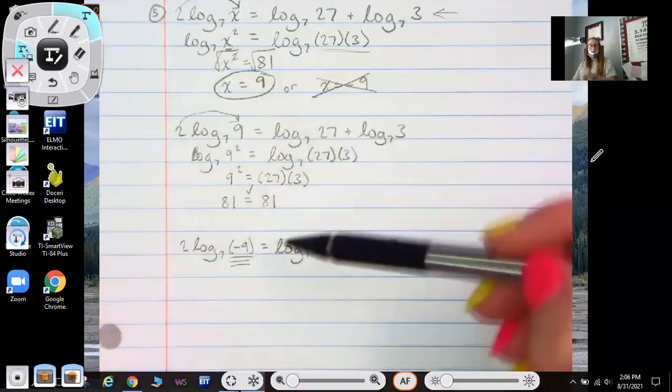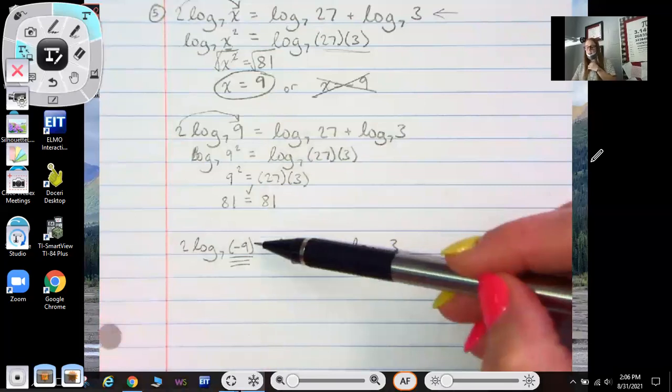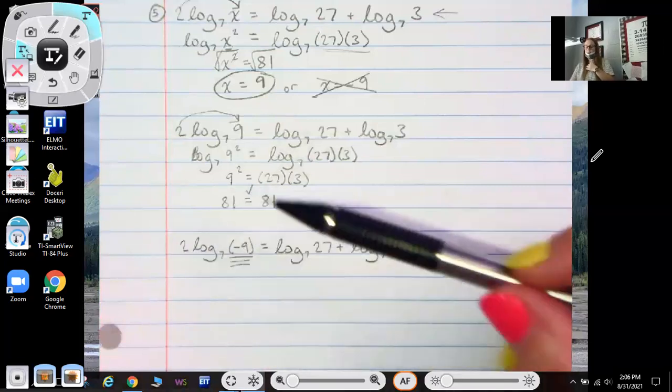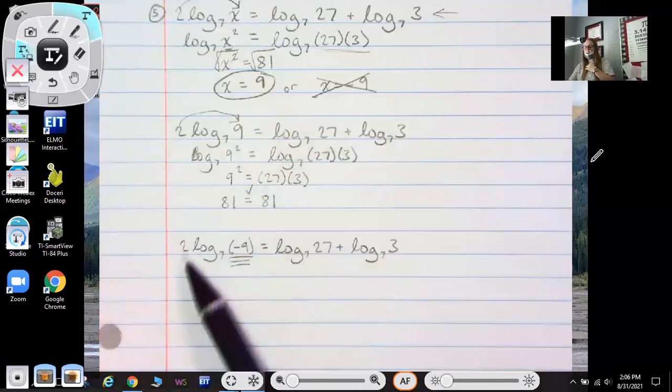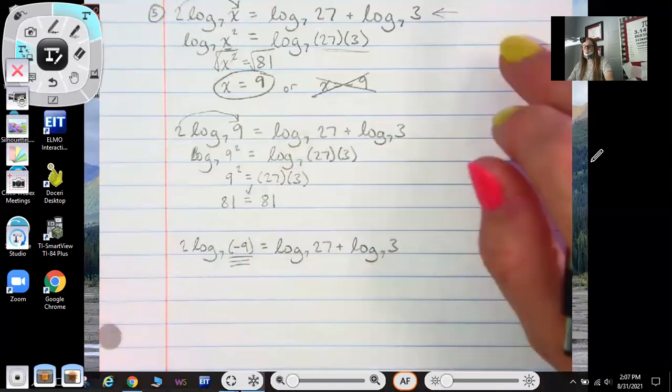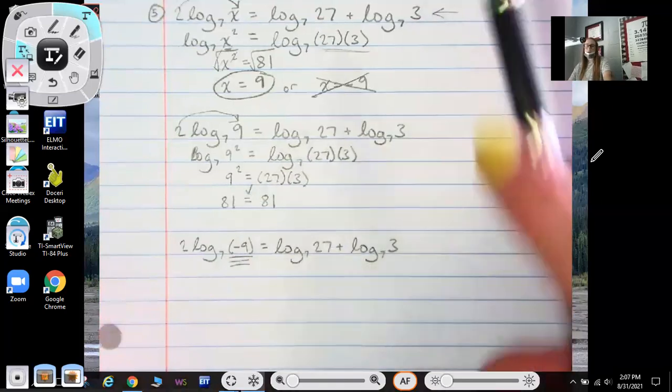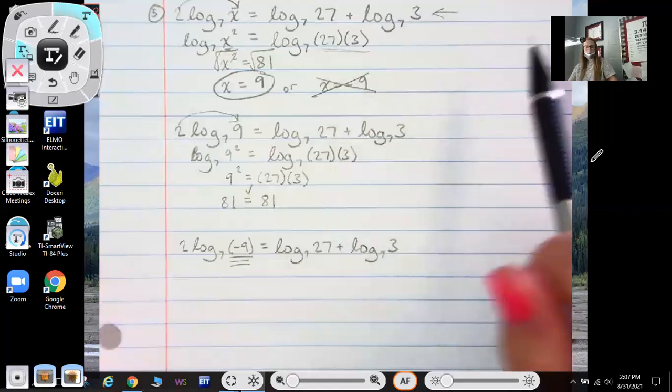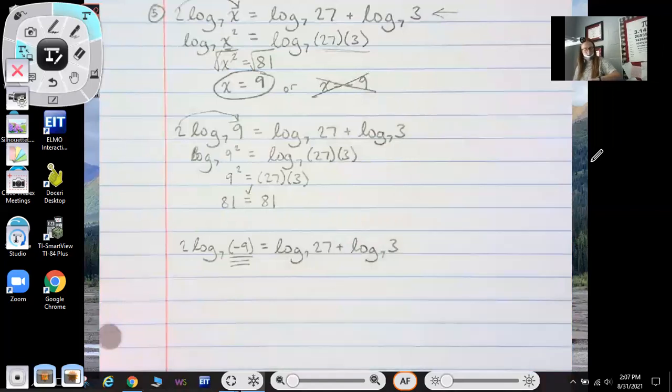If the 2 started as an exponent instead of being down in front of the logarithm, then we'd be okay. But because we would have to then use a property to force this to become positive, we're going to stop right there and say x equals negative 9 does not work. Questions on this one?